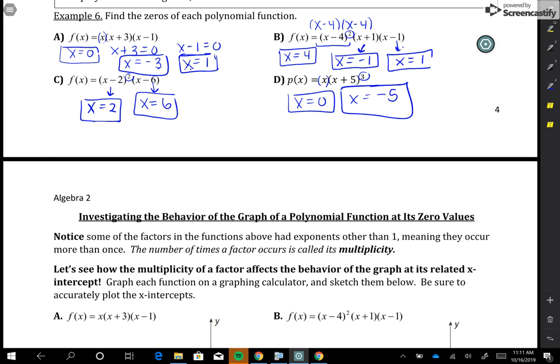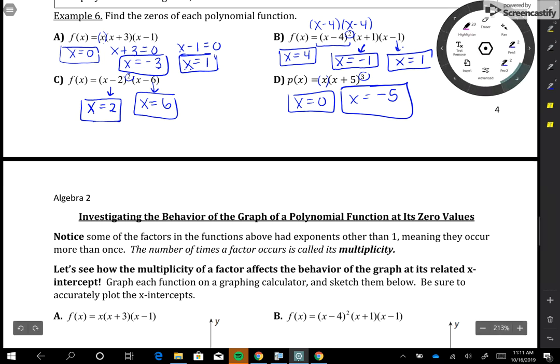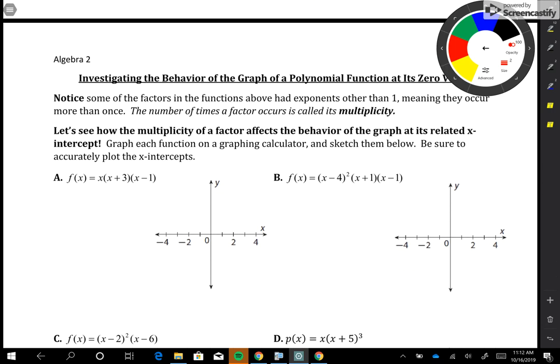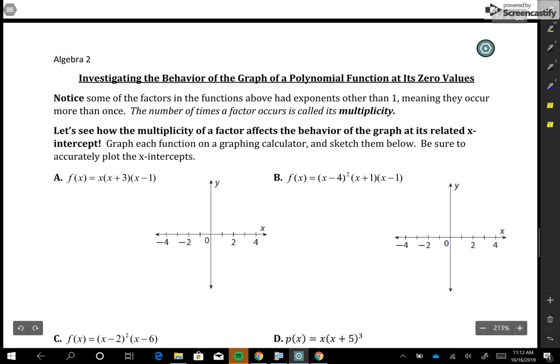Alrighty, moving on. So I'm just going to start doing maybe one or two examples in the next part of our notes to see what exactly happens on the graph when we do have these exponents like 3 and 2 on a factor, which means what happens when a factor shows up more than once. So it says investigating the behavior of the graph of a polynomial function at its zero values. Notice that some of the factors in the functions above had exponents other than 1, meaning they occur more than once. The number of times a factor occurs is called its multiplicity. Okay, so let's see how the multiplicity of a factor affects its behavior of the graph at its related x-intercept.